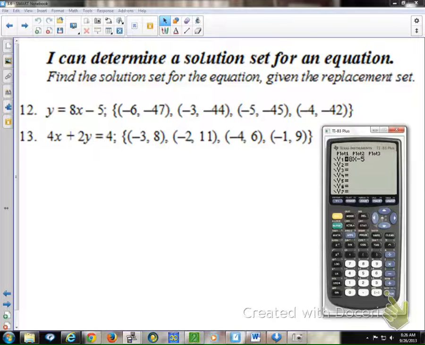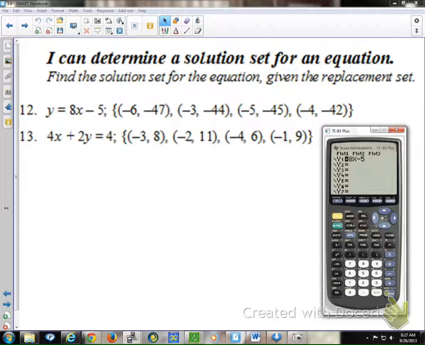Now, before I hit anything, let me tell you what this is going to do. Would you agree that this is just a linear equation? What's the slope? What's the y-intercept? Yeah, it's going to graph that line for us. Now, when it says find the solution sets, all that means is which of these points are on this line.